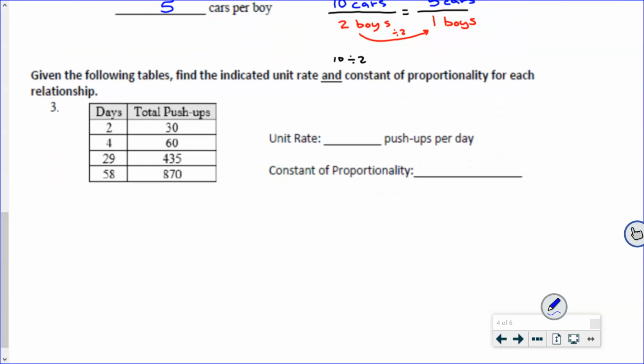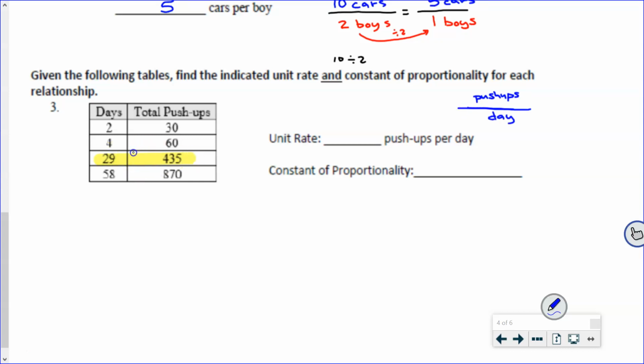Next one, let's go through it in the same way. I'm going to do a different number probably than what you guys did. I am going to choose this spot here on the table. Okay, it says push-ups per day, so that actually gives me a hint as to how I should set up the ratio. Push-ups per day means I want the push-ups to be on the top, and the per day means that's going to be on the bottom.